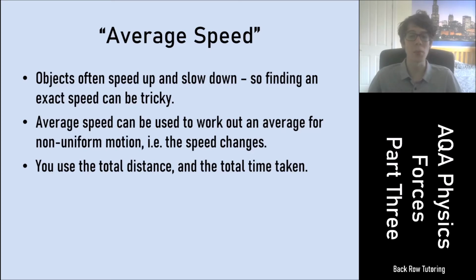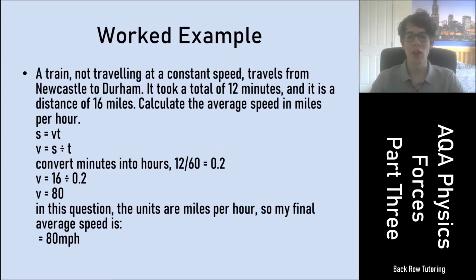Objects often speed up and slow down, so finding an exact speed can be tricky. Average speed can be used to work out an average for non-uniform motion, i.e. the speed changes. You can use the total distance and the total time taken. So let's have a look at a worked example now.